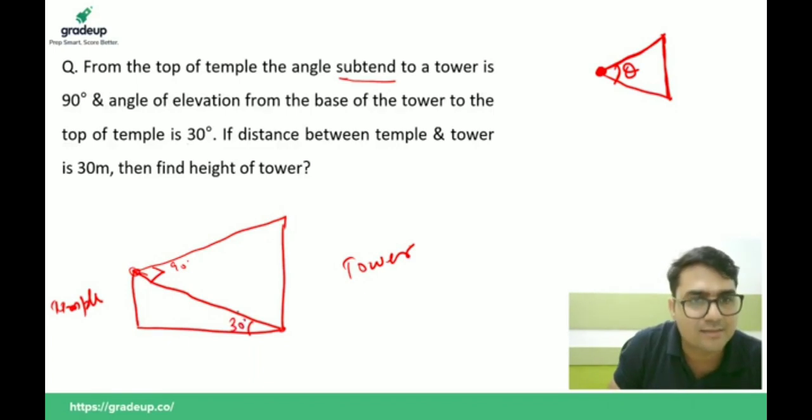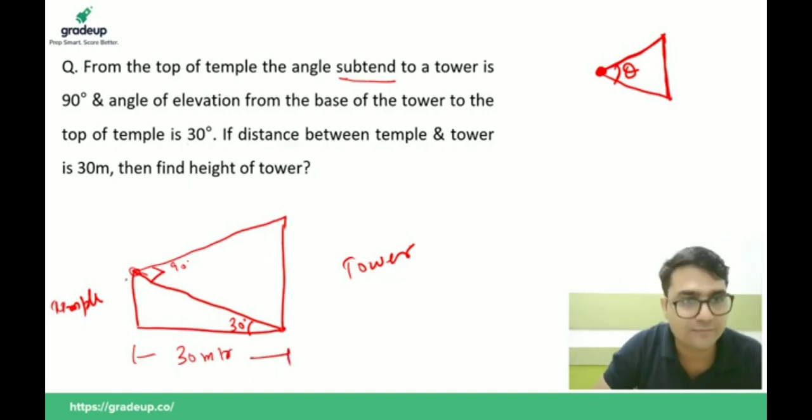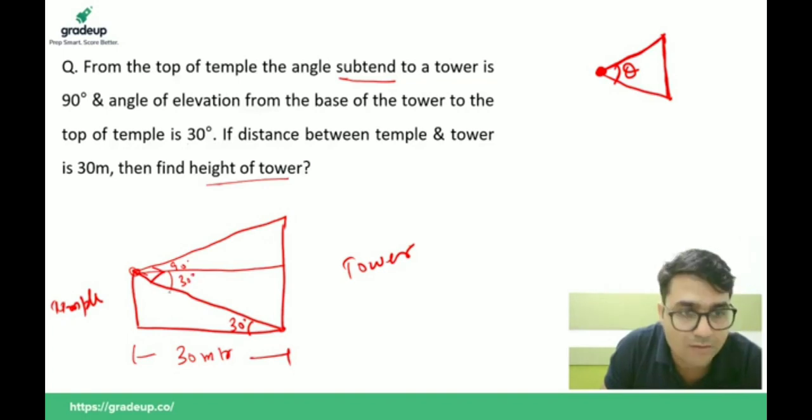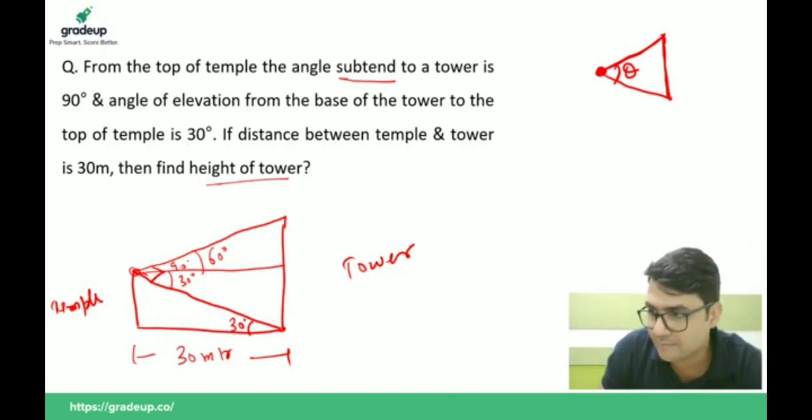And guys, if the distance between the temple and the tower is 30 meters, then find the height of the tower. This you have to find. If I draw a parallel line to this, if this is 30, then this will also be 30 by alternate interior angles. If this is 90 and this is 30, then this will be 60 degrees. If this is 30 meters, this will always be 30 meters distance. We have to find the height of the tower.